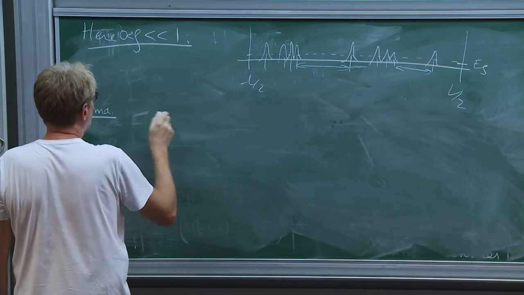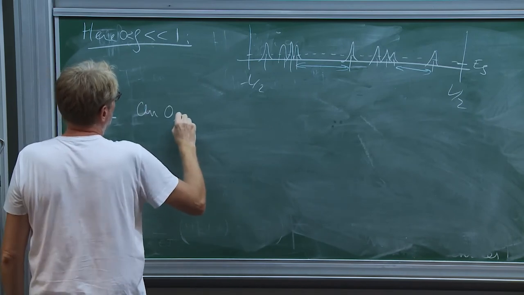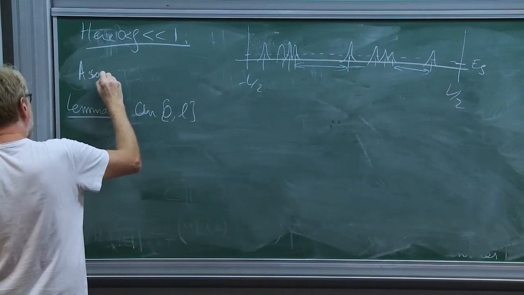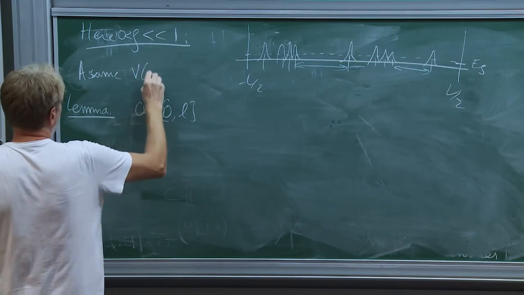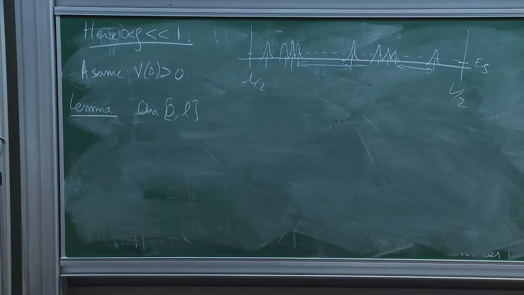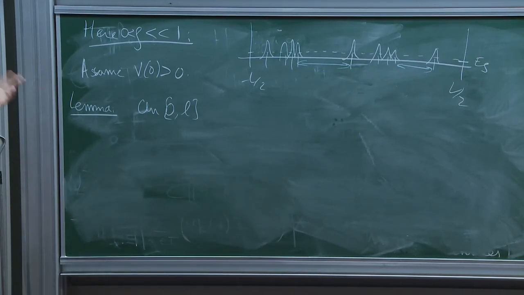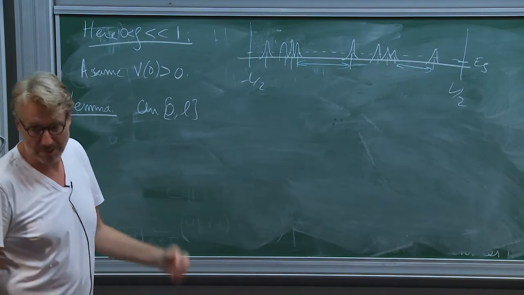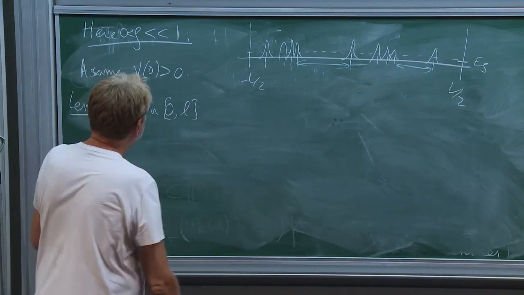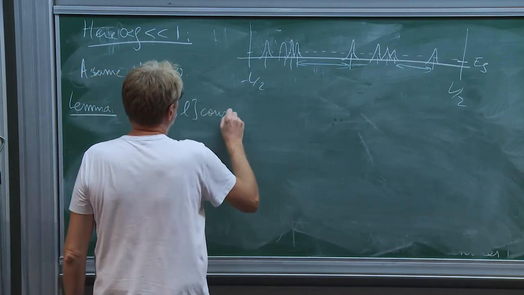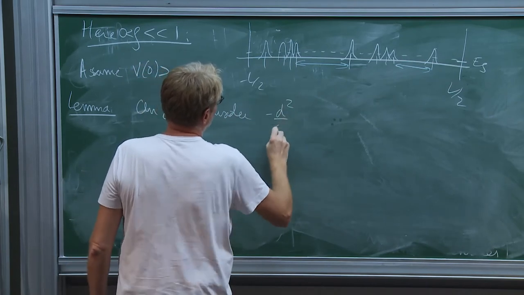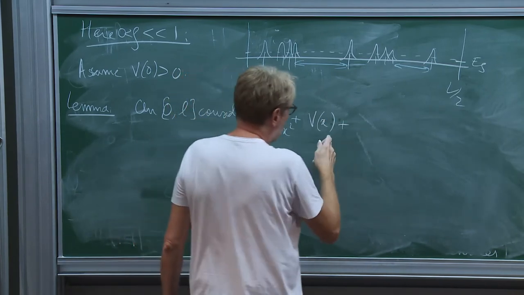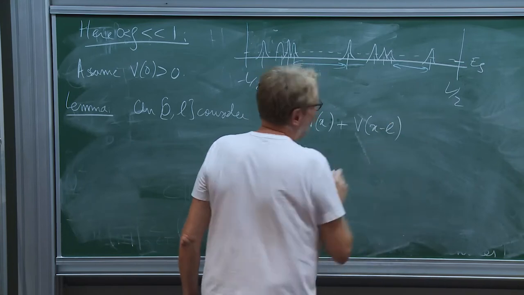Take, in one dimension, on 0, L. Assume, just to fix ideas, the Poisson model, the Poisson process being translation invariant, so this assumption doesn't cost anything. Assume that V of 0 is positive. Just translating V doesn't really change the model. Using translation invariance of the Poisson process and of the Laplacian doesn't change anything. So assume that V of 0 is positive, and on 0, L, consider minus d2 dx2 plus V of x. You put one copy at 0, and you put one copy at L.